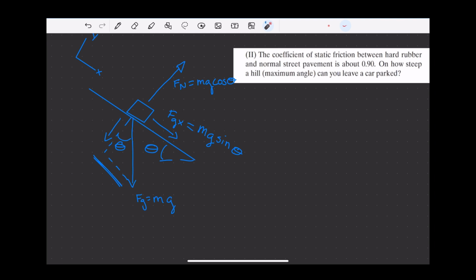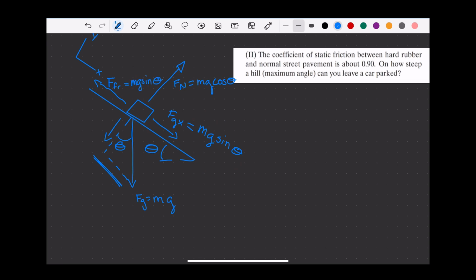So I'm going to say that I have some friction force going in this direction, and that friction force is going to be equal to the x component of my gravitational force. Okay, so that's going to be mg, or let me get my pen, mg sine theta.